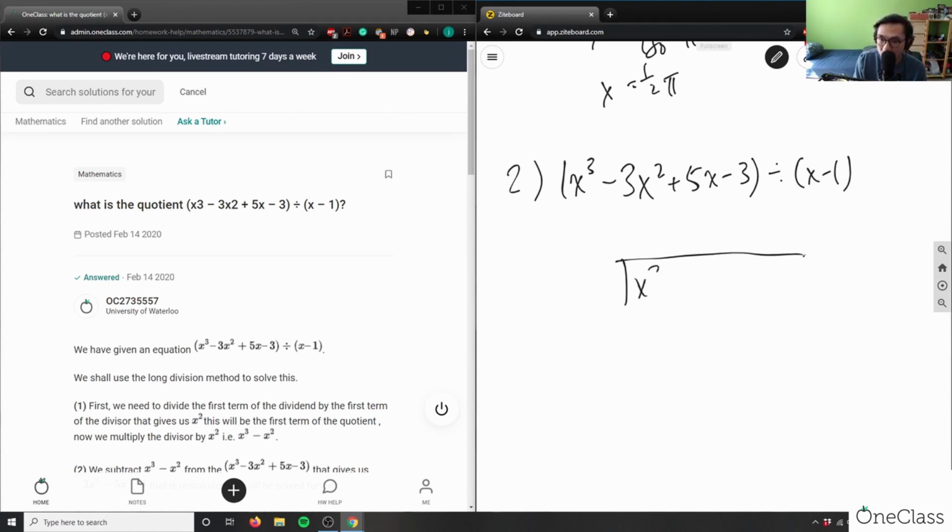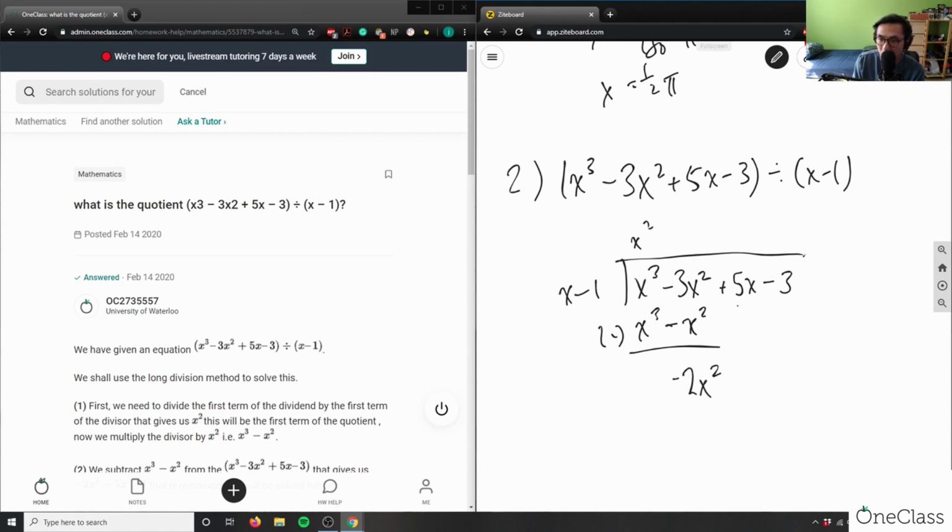I have x cubed minus 3x squared plus 5x minus 3, and I have x minus 1 here. I'm taking x minus 1 and multiplying by something to get x cubed. In this case, I'm multiplying by x squared, which means x squared times x gives x cubed. X squared times negative 1 is minus x squared. Here I'm subtracting. Negative 3 minus negative 1 would give me negative 2x squared.